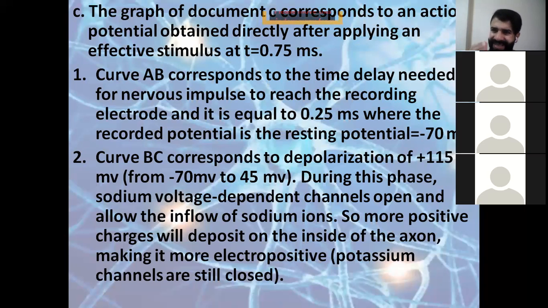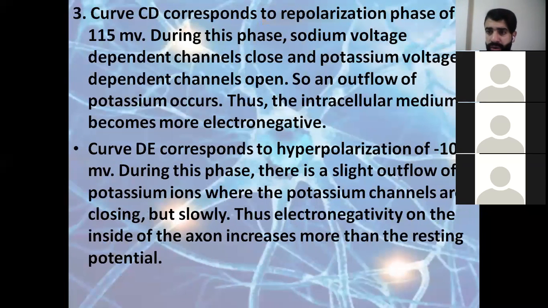Here it differs, not exactly. So during this phase, what happened? The sodium voltage-dependent channels, they are the Na plus channels, they open and they allow the inflow of these ions inside the cell. So this will be explained that the inside will be more positive and less electronegative, and this explains the increase in the potential difference in this case, and the potassium channels are closed till now.